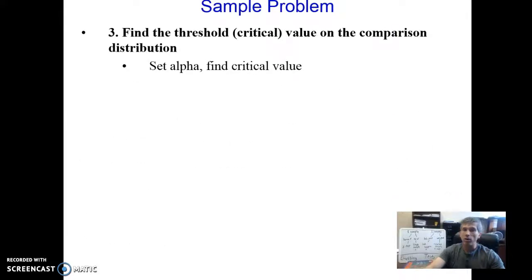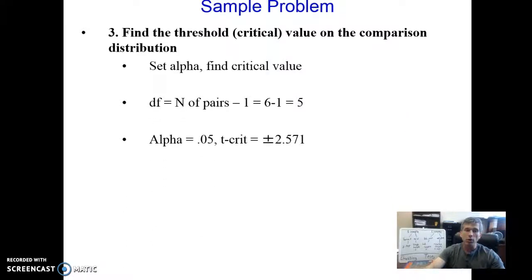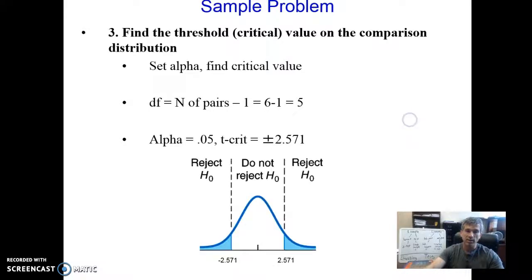First, we got to get the critical values. How many degrees of freedom? We had 5. What's our alpha level? 0.05. And again, if you look this up in your t-table, or you just take my word for it, the critical values there are plus and minus 2.571. It's plus and minus because it's a two-tailed test, but because the t-distribution is symmetrical, it's just plus and minus the exact same number. So we've got our little comparison distribution here.